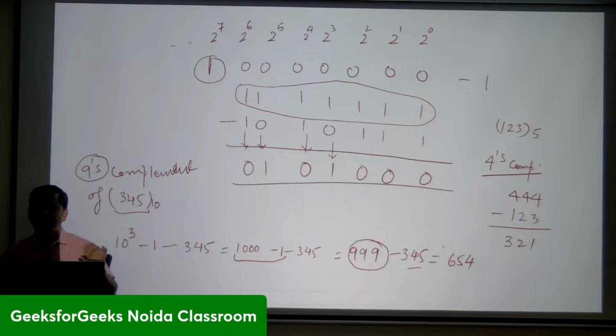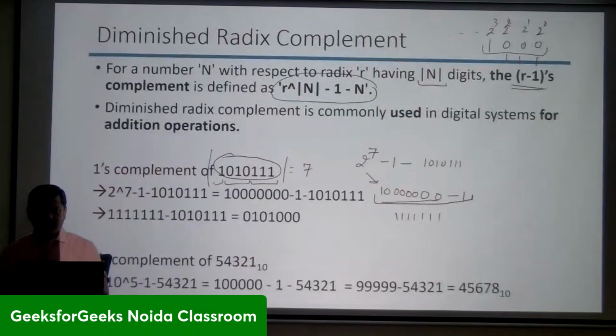So any diminished radix complement can be easily calculated by having the equivalent length of the diminished radix digit, and then subtract the given number. So 7's complement, 15's complement, and all you can easily do. Just look at the information over here. 9's complement of 5, 4, 3, 2, 1. Equivalent length, 5 times 9, minus 5, 4, 3, 2, 1, which is going to be 4, 5, 6, 7, 8.